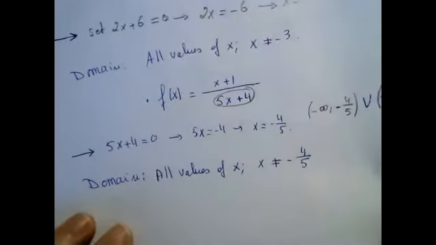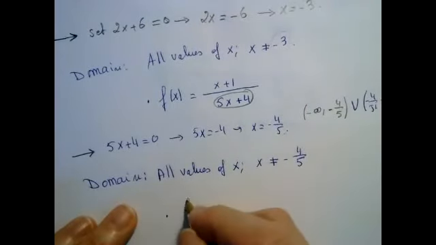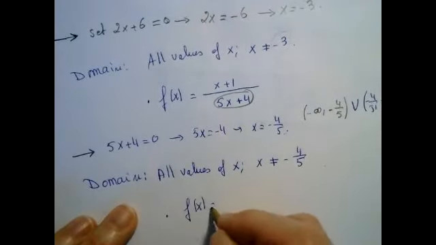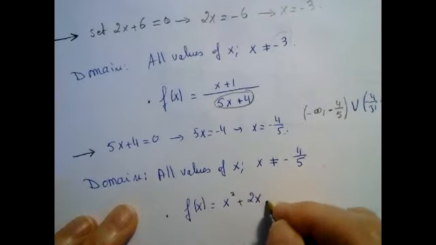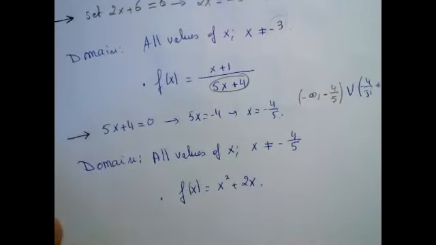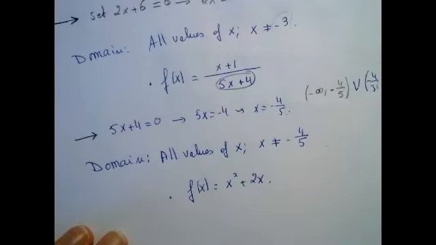Right. Now suppose I give you f of x equal, you know, I don't have a denominator. I have like x squared plus 2x. What's the domain here? Sometimes you do harder stuff and then we forget the easy stuff.